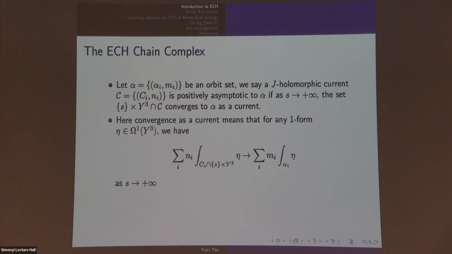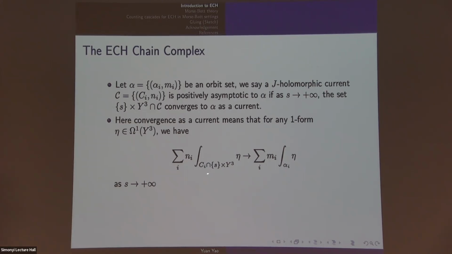To make this slightly more precise, what do I mean by convergence as a current? It's the usual kind of geometric analysis sense, that for any one-form on your 3-manifold, the integral of this one-form over the intersection of this holomorphic current with the slice, counted with multiplicity, converges to the integral of this one-form over this collection of Reeb orbits with multiplicity. And this is what it means to converge as a current.